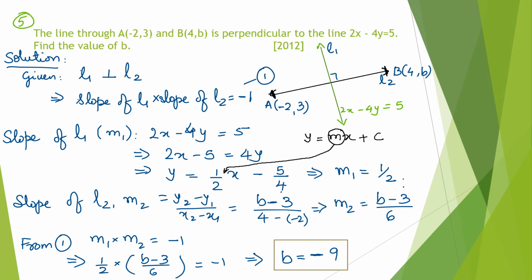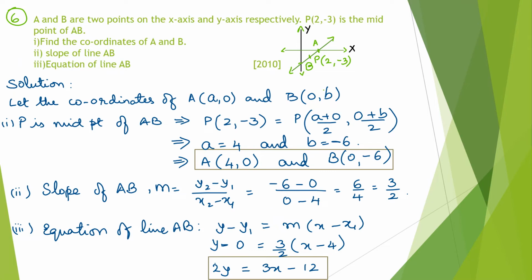Here it is only asked to find the value of b. So you can leave it at b is equal to -9. You don't have to write the point B is 4, -9. Not needed. He has only asked you what is the value of b. Next question.